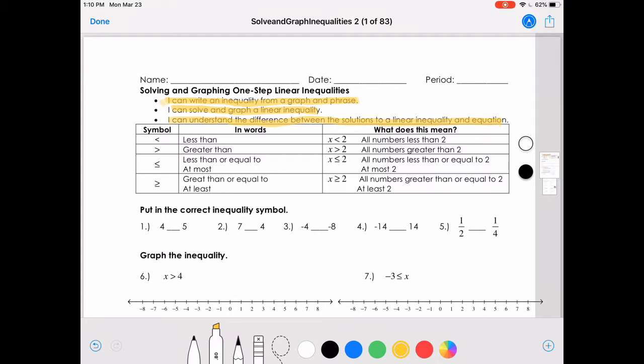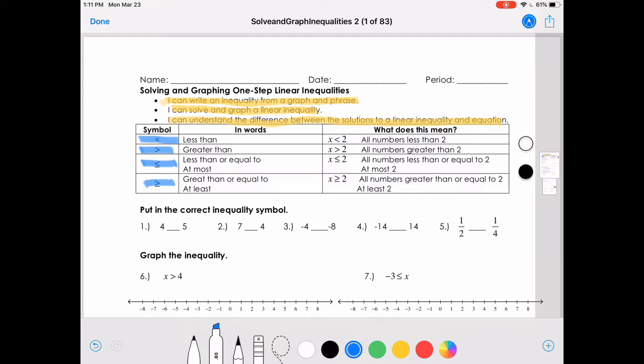So the first thing that I end up doing after talking about the goals is I talk about the different symbols that we're using. I circled those in blue. The first symbol is the less than symbol. So it gives you the symbol and then it tells you how to say it in words. So again, the first one is less than. The next symbol is greater than. Notice that less than and greater than are just less than, just greater than, and they don't have an equal to. The next one is less than or equal to.